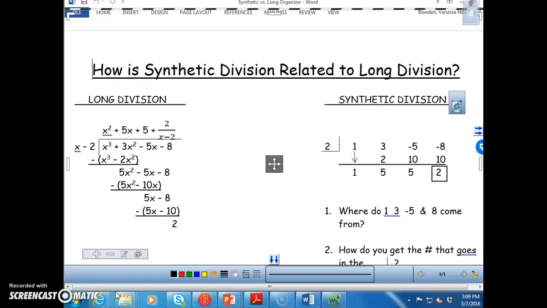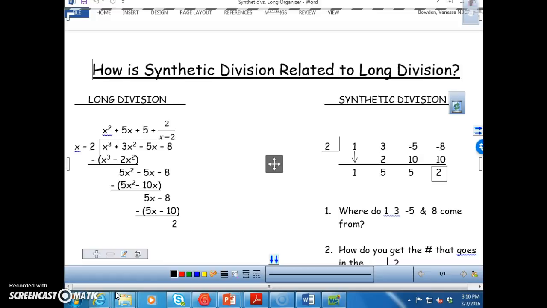So let's look over here at the synthetic division. Question 1. These are the same exact problem. Doesn't that one look nicer? Not as much work. Number 1. Where do the 1, 3, negative 5, and 8 come from? What does it match to on the left?